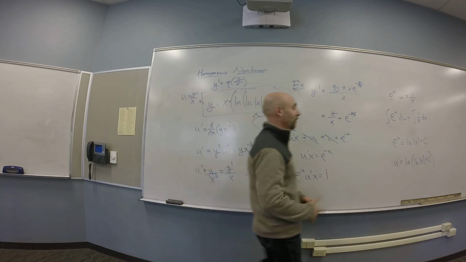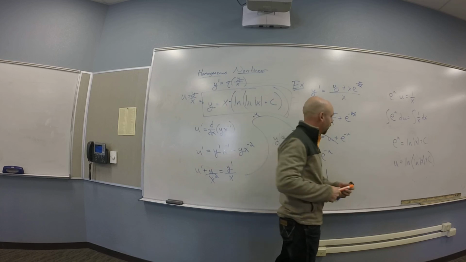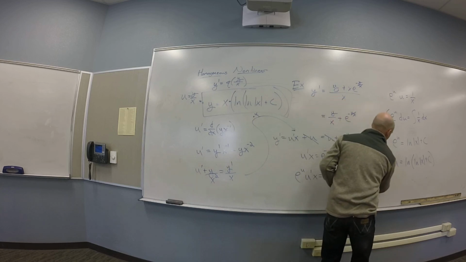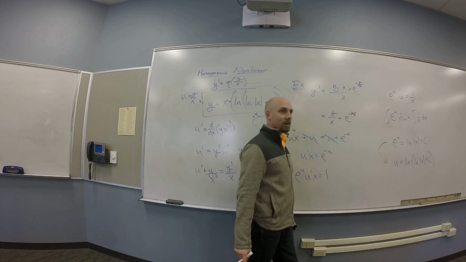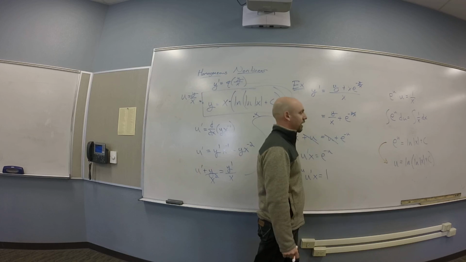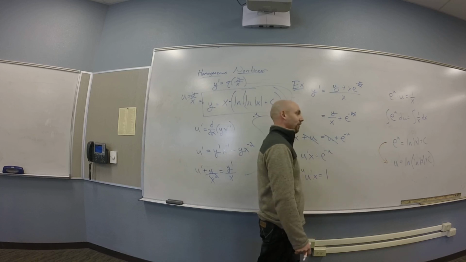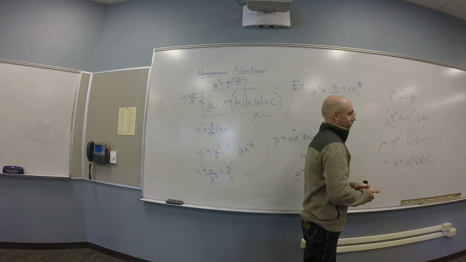The reason I know without too much hesitation that I still have that restriction kicking around is that this step right here, from e to the u to u, I'm applying an actual honest to God inverse function to both sides, right? It's not like a square root or something. That's an honest to God inverse function. And so that thing's gonna keep those restrictions around.